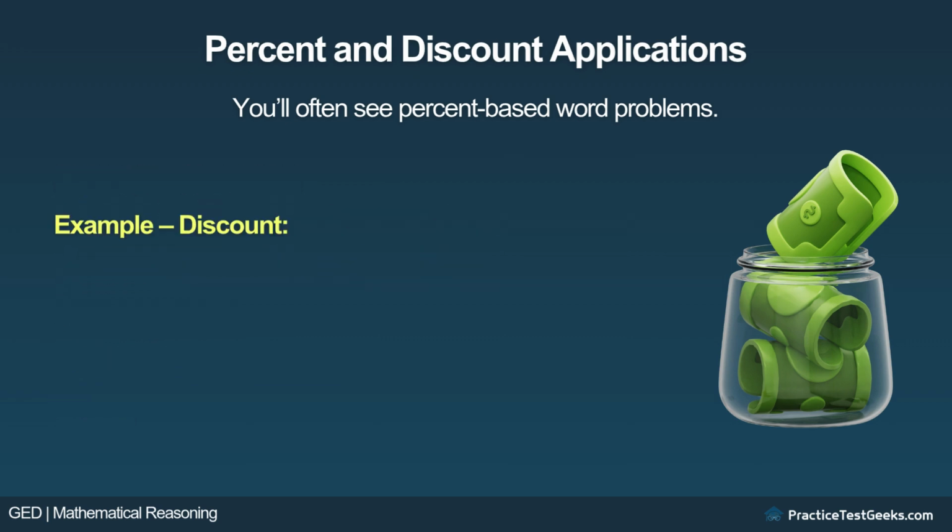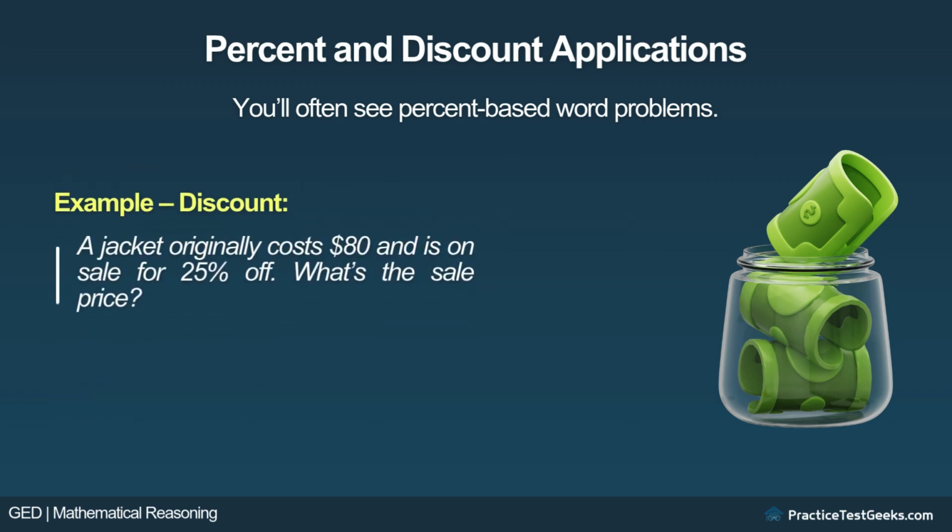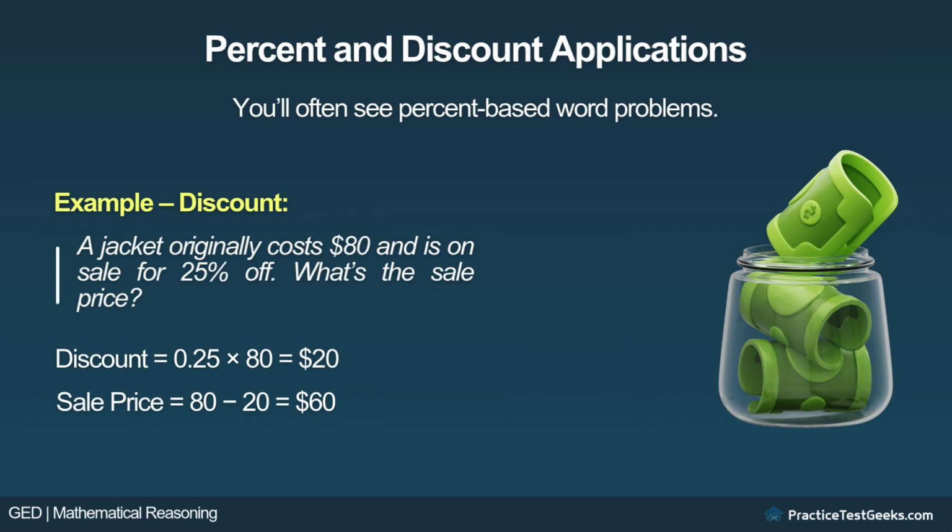Now let's look at a discount example. A jacket originally costs $80 and is on sale for 25% off. What's the sale price? Start by finding the discount. 0.25 times 80 equals $20. Then subtract the discount from the original price. 80 minus 20 gives a sale price of $60.